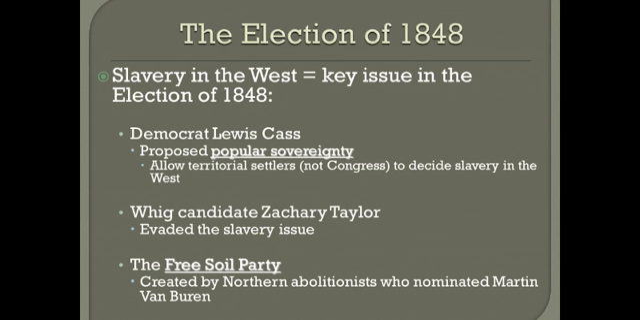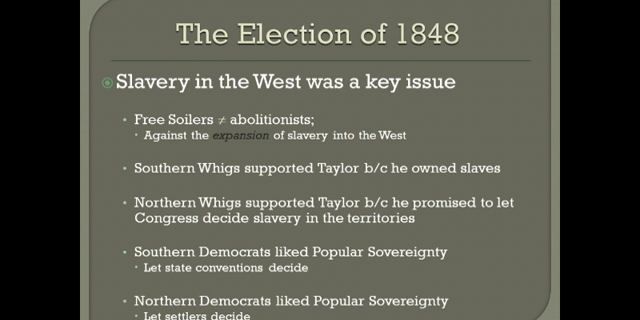Then you have the Whig candidate, Zachary Taylor. He completely evaded the slavery issue, didn't even want to discuss it. And then the introduction of this new party called the Free Soil Party. This party was created by Northern abolitionists, and they nominated Martin Van Buren, who we remember from the Age of Jackson. So slavery in the West was a key issue.